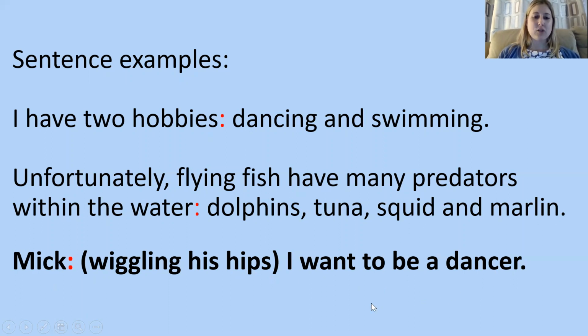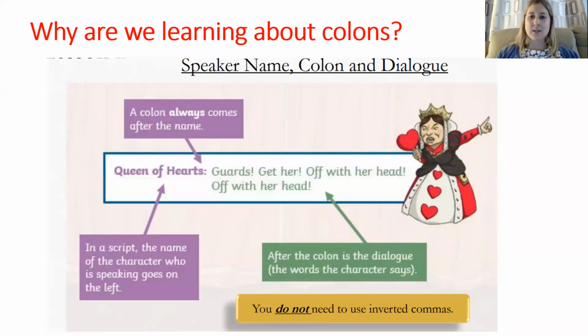So when we read a playscript, we don't read the character's name out loud and we don't say the parenthesis out loud. This is to tell us who is speaking, and it's instructions or stage directions telling the actors what to do. So we would simply read silently in our head, follow the instruction, and say: I want to be a dancer. So this is what we're focusing on this week.